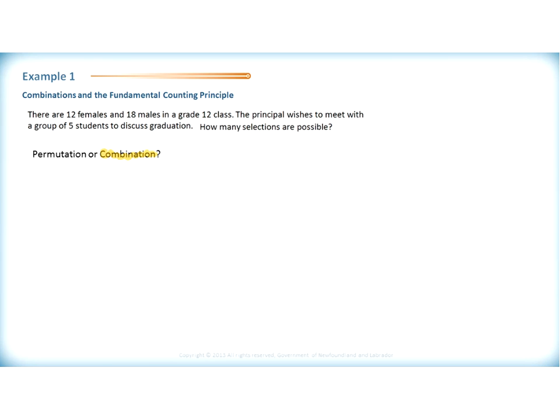So what we're simply doing here is choosing 5 students from the 30 students in the class. There are 12 females and 18 males, so there are 30 students in the class. He's choosing any 5. So the C of 30 choose 5 is going to be 30 factorial over 30 subtract 5 factorial times 5 factorial, which is equal to 30 factorial over 25 factorial times 5 factorial. And you do that on your calculator.